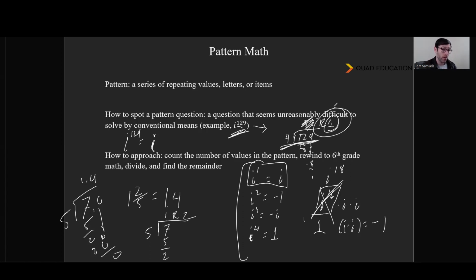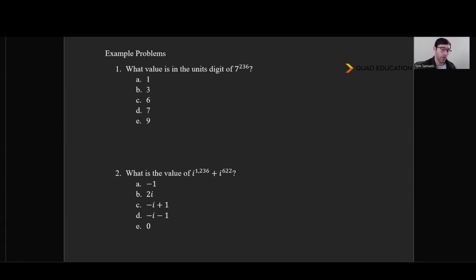So if the remainder is 0, that means it ends on the final value in the sequence. So any multiple of 4 for i is always going to be 1. Okay, hopefully that makes sense. Let's take a look at some practice problems now. Okay, take a look at these and see what you can do. All right, let's take a look.